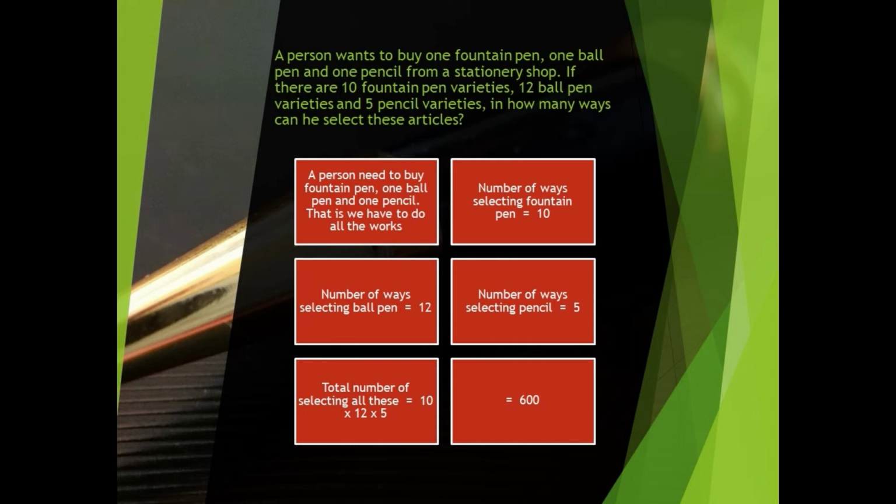Another one. Number of ways of selecting a ball pen. So, how many varieties of ball pen can we choose from? So, we have 12. Then, number of ways of selecting a pencil. So, how many varieties of pencil do we have? So, we have 5. So, how are we going to get the number of ways? We're just going to multiply. So, the total number of ways of selecting all of these is just 10 times 12 times 5. So, in here, we have 10 times 12 is 120. 120 times 5 is equal to 600. So, we have 600 ways to select these. And that is your final answer.